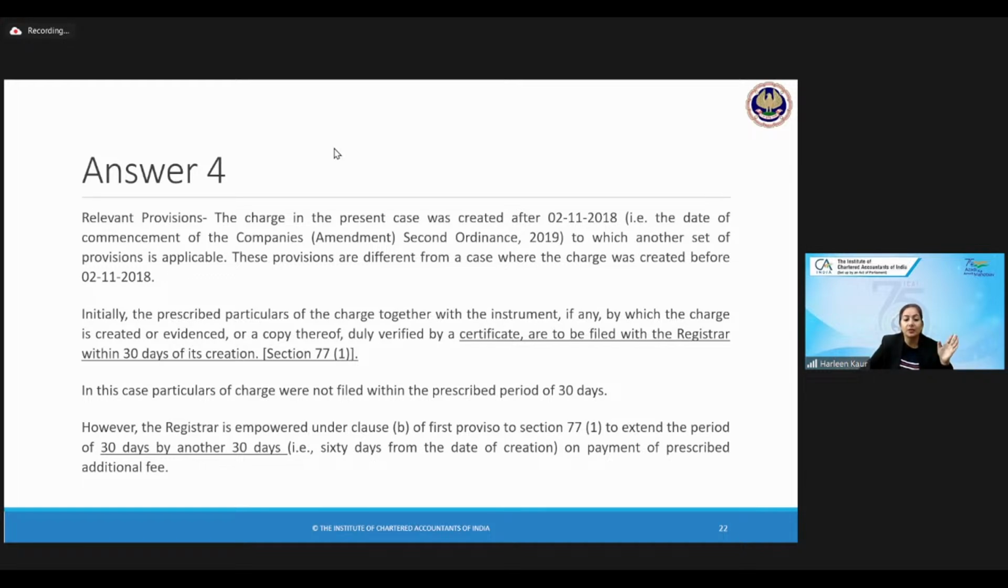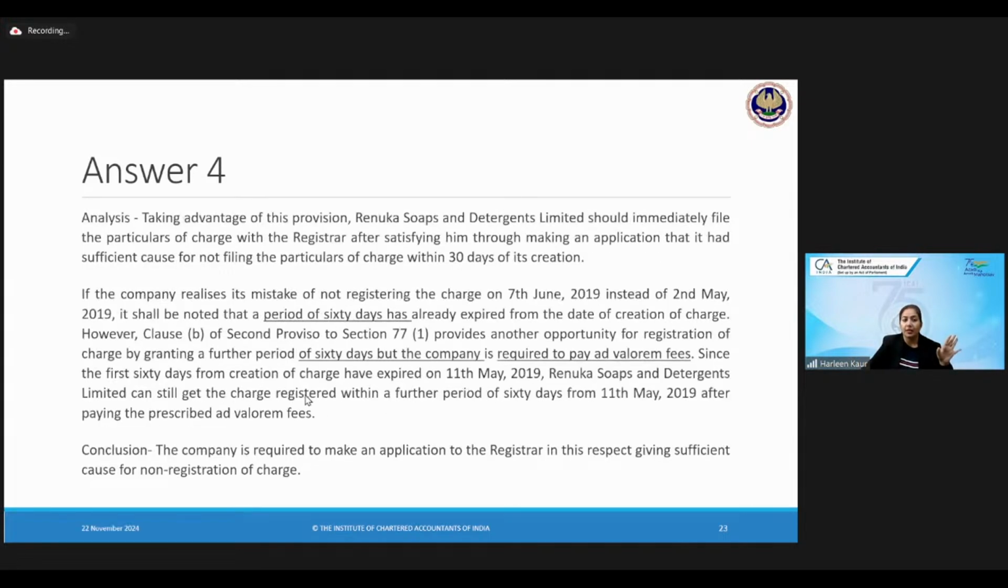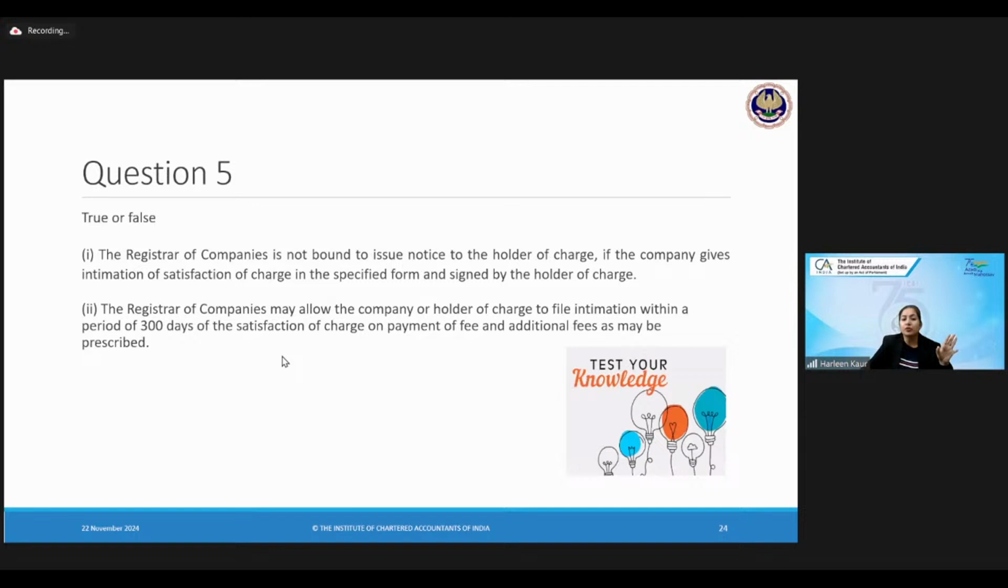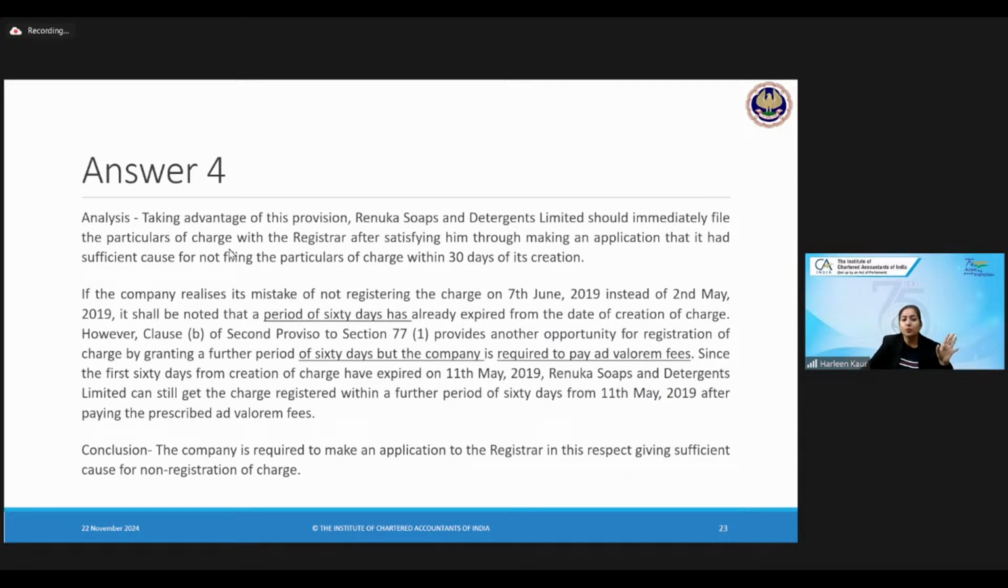Okay, now let's listen how you have to attempt and write the answer to certain questions. So first you will always define the relevant provisions. The charge in the present case was created after 2nd November. So we will be following whatever the charge extensions are after 2nd November, that is within 30 days by paying the normal fees, next 30 days by paying the additional fees, and next 60 days by paying the ad valorem fees.